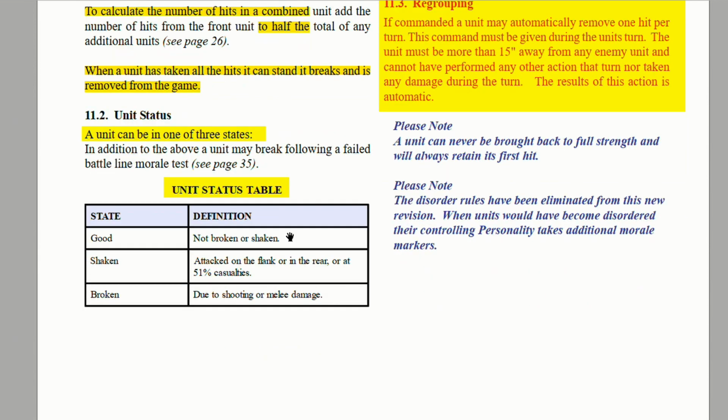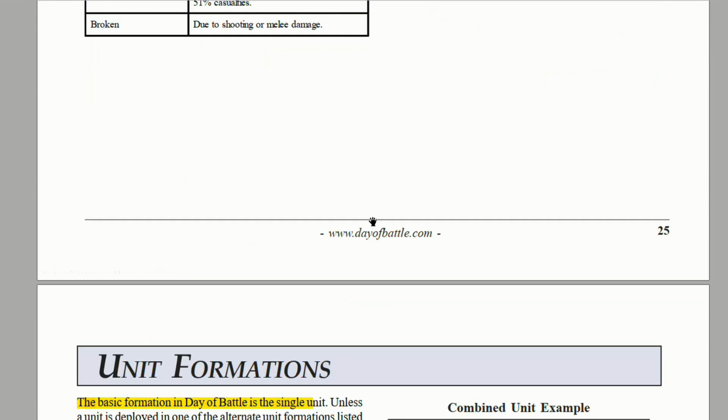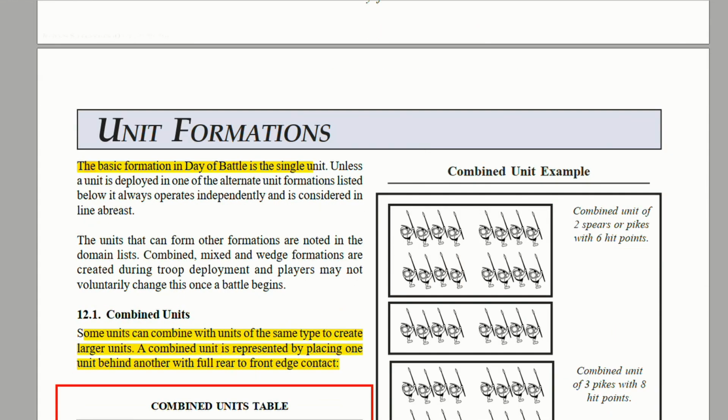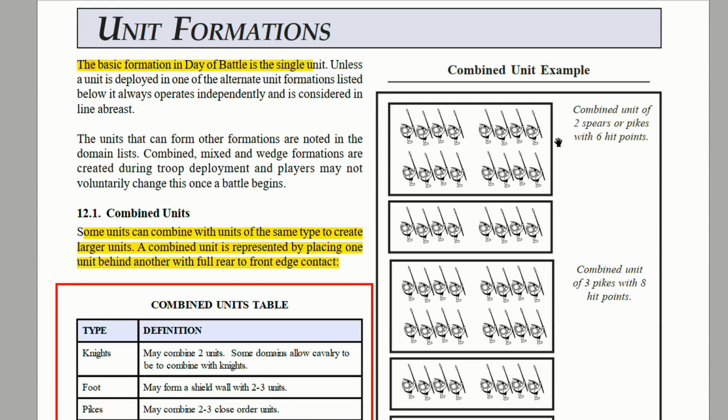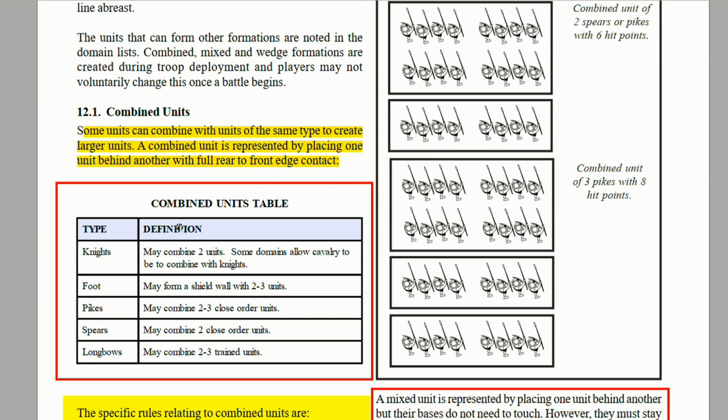Regrouping. Unit static stable, you're in good order. This is the order, basically good order, shaking or broken. These are very interesting unit formations. You can have really big units if you're interested in combined formations, where some units can combine with units of the same type to create larger units. A combined unit is represented by placing one unit behind another.